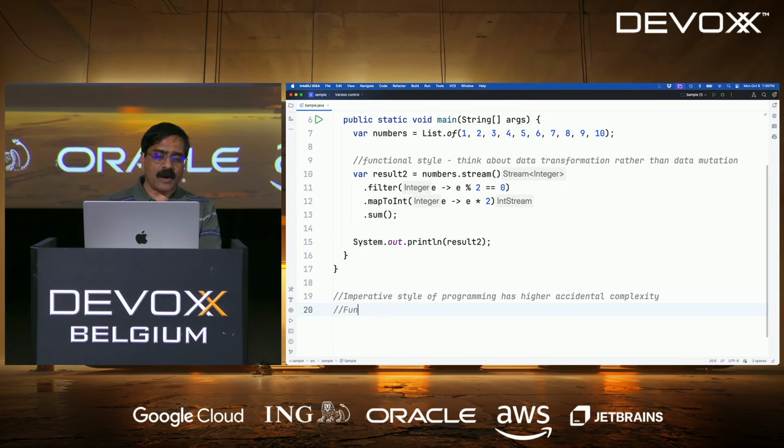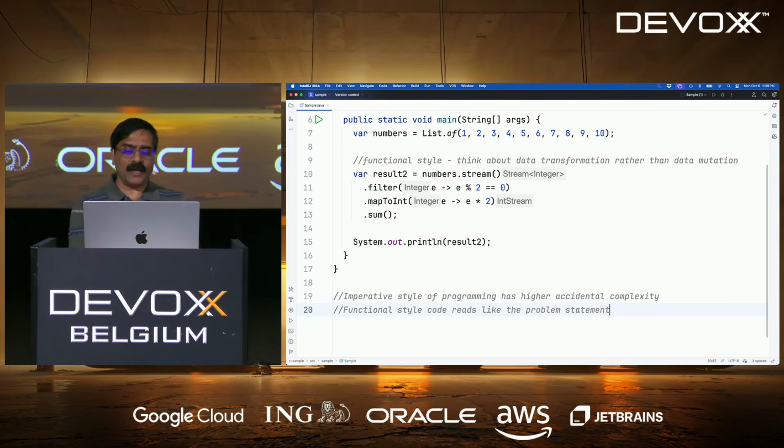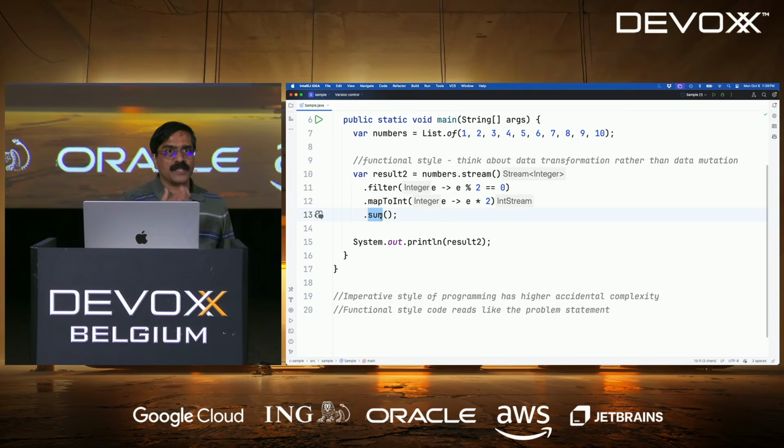Well, as it turns out, functional style code, you could say, reads like the problem statement. This is one of the benefits, if you will, of the functional style. It becomes easy to read through the code. So given the collection of numbers, get me only the even numbers, transform them to the double, and then total it. So you're just reading through it, and it becomes a lot easier to work with it. So that's one of the reasons why functional style reduces the accidental complexity, and becomes easier to work with as well.